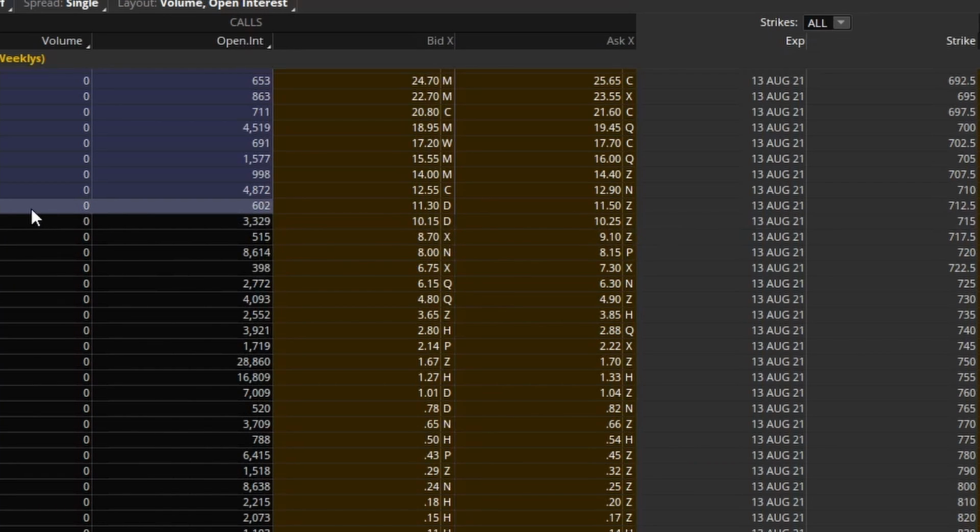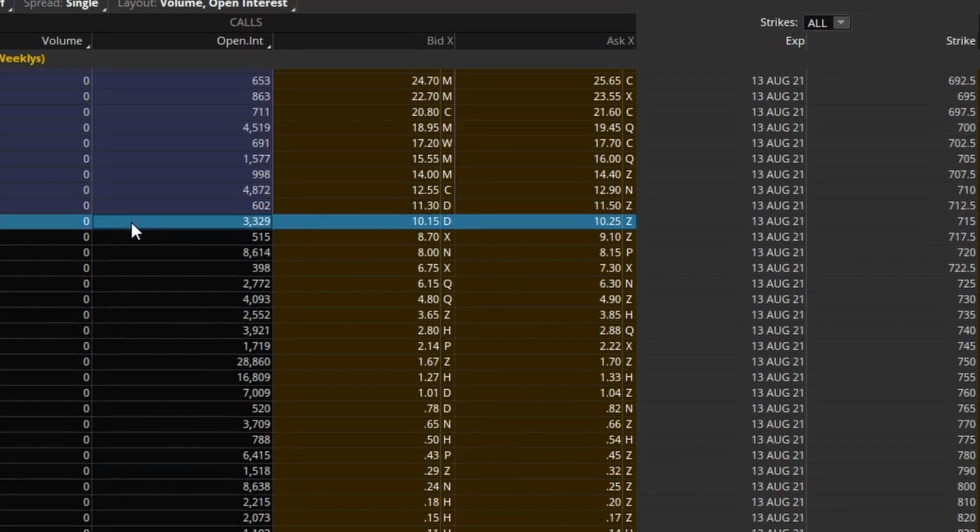Then you move over to volume. You don't know which one is going to be traded more during the market open, but it's more or less correlated to the open interest. This one only has 602 contracts, while this one has 3,329 contracts open. So I would pick the 715 at the money to trade.